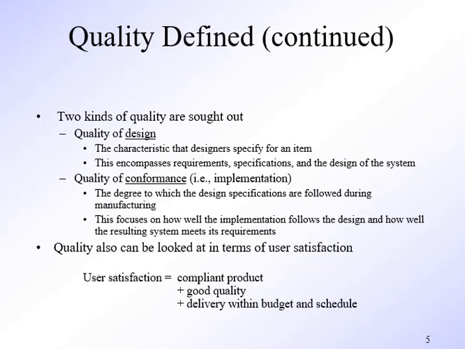Apart from this, we can see two kinds of quality. When we are developing software, we have the different phases of the software development life cycle. Managing the software is about managing the whole development life cycle, an obvious thing. So we can divide it into the quality of design as well as the quality of conformance, or we can say the implementation. So what exactly is the quality of design? The quality of design is the characteristic that designers specify for an item, and this encompasses the requirements, specification, and the design of the system.